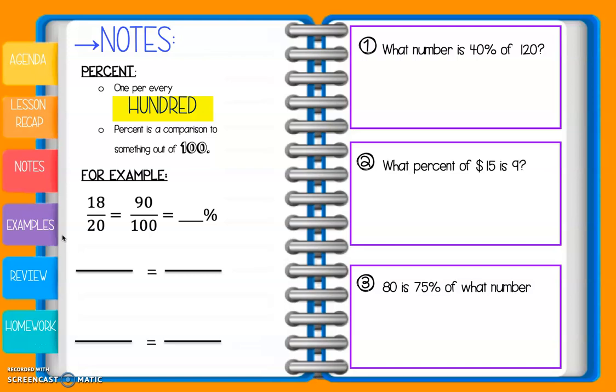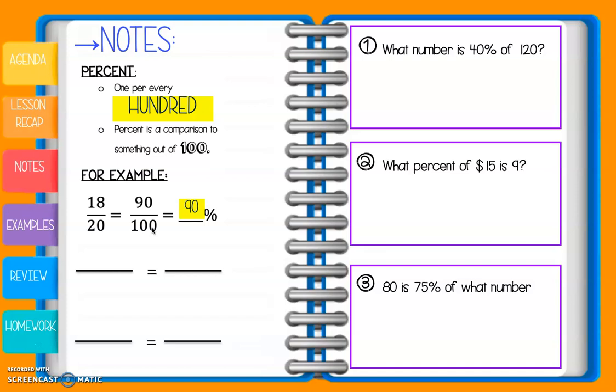However, you are going to have a percent, or a number out of 100 that tells you how well you did. So the comparison is 18 out of 20, which is the same as 90 out of 100. So that's a 90%. So a percent is just a comparison out of 100.